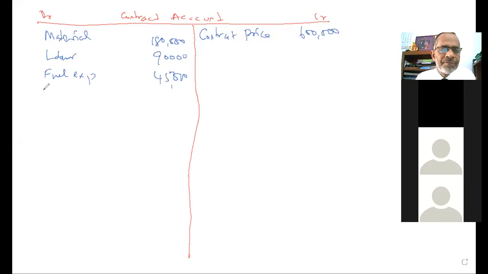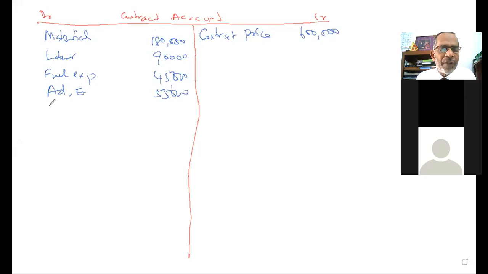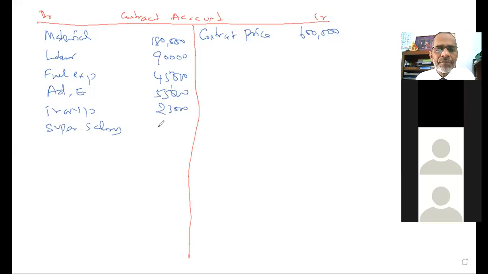Next one, fourth one. Administration expenses 55,000. Okay, administration expenditure of 55,000. Next one. Transport cost 23,000. Good. Next one. Supervisor salary 44,000. Right. Supervisor salary. What about direct or indirect? Supervisor indirect. Whether it is direct or indirect, record on debit side. But I am telling you for more explanation. Supervisor 44,000.